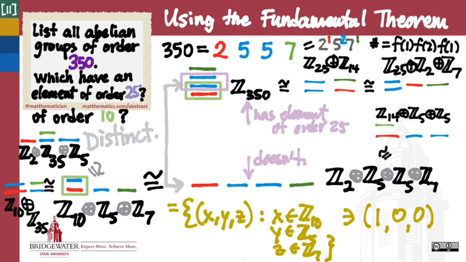Yes, very good. So as long as P and Q are relatively prime, we can stack those together. So 25 and 14, neither of those are prime, but they're relatively prime to one another, and therefore I can combine both of their stacks together to make one stack, Z350.